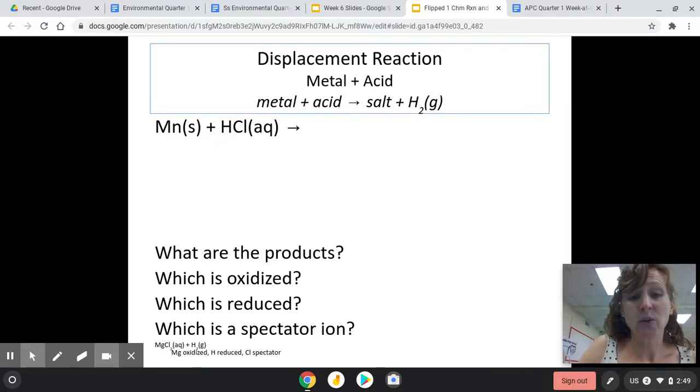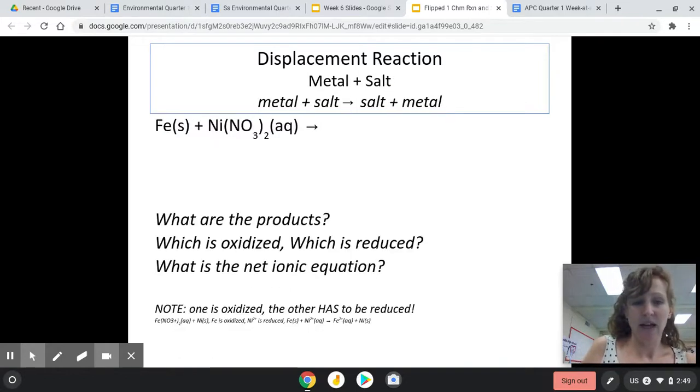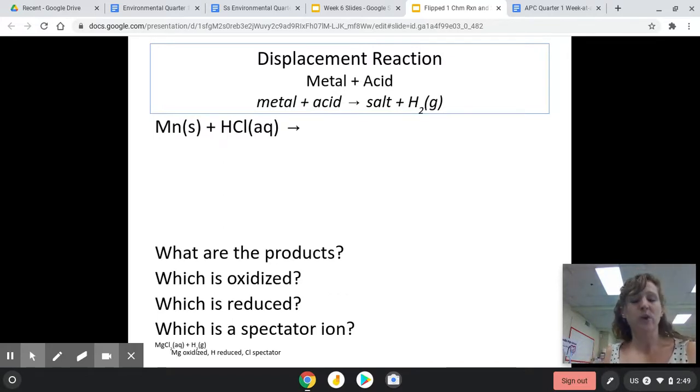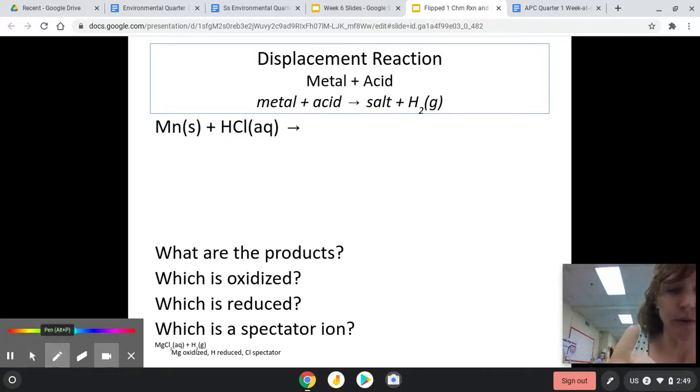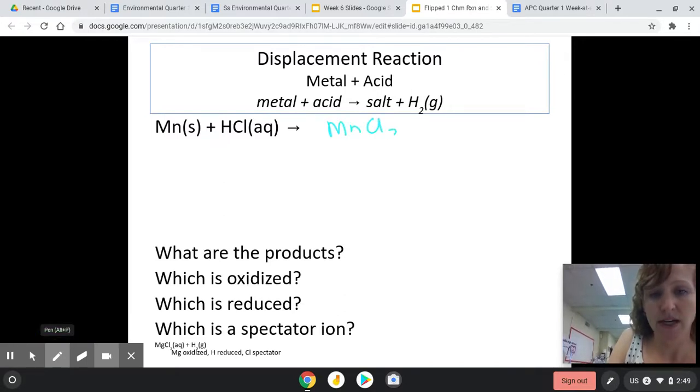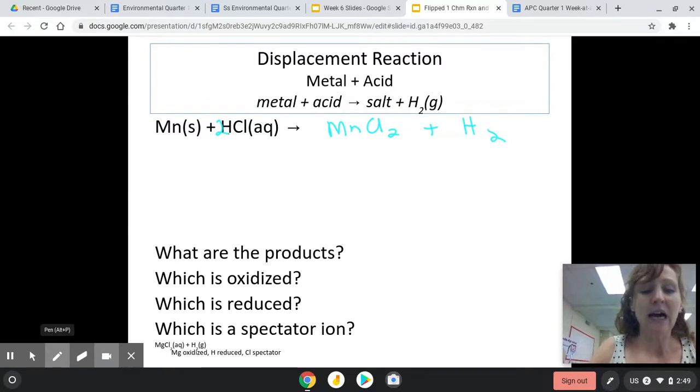And then we can also practice identifying: can you identify which one is oxidized, which one is reduced, which one is the spectator ion? Since we have 2 of these, let me go through and do the first one for you. So we'll end up with manganese chloride plus hydrogen gas. And we'll have to balance this. Okay, so those are the products. Now, what's oxidized, what's reduced, and what's a spectator ion? This would be a really good time to pause the video and see if you can come up with this first.